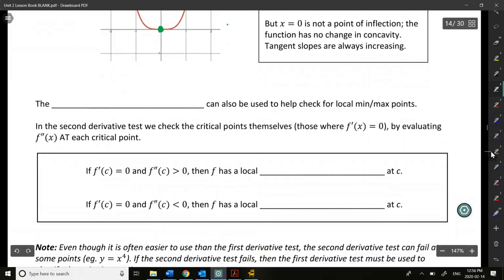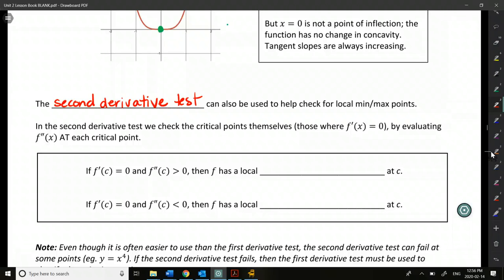Okay, we can also use the second derivative to help identify local max and local min points. Actually, we call this the second derivative test. So we will check the critical points. In other words, we'll check the areas where we found the first derivative was equal to 0 and see if we get positive or negative for the second derivative at those points.